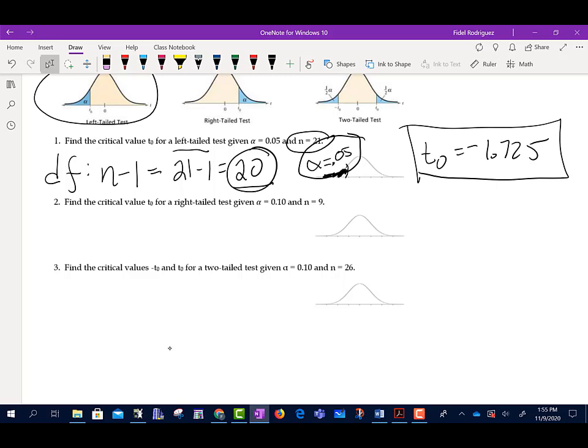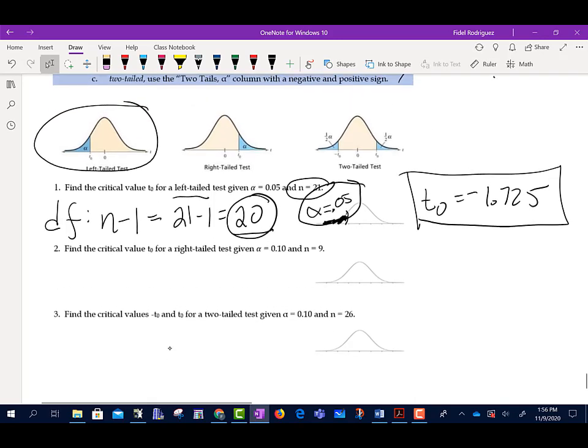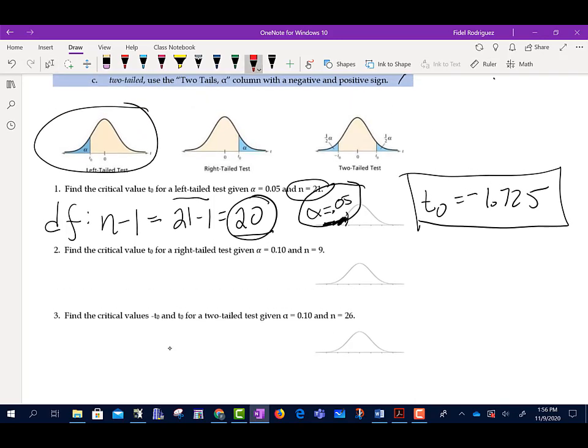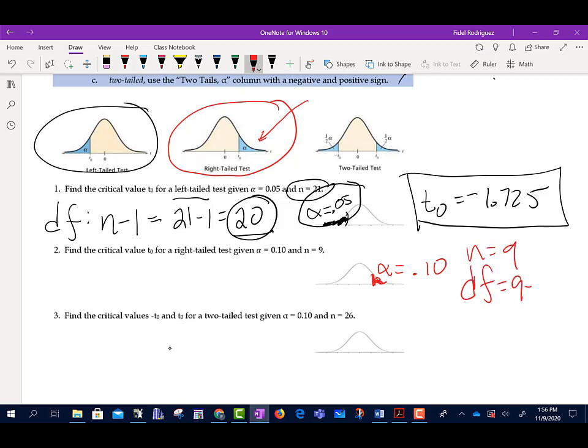It says, find a critical value t0 for a right tail test given alpha is 0.10 and n is 9. So I want you to notice something here. In a right tail test, look where the alpha falls. The alpha is talking about the area to the right. So in this case, my alpha is 0.10. Okay, and if my n is going to be 9, then my degrees of freedom is going to be 9 minus 1, which is 8.